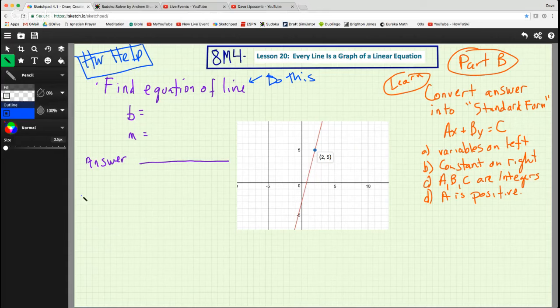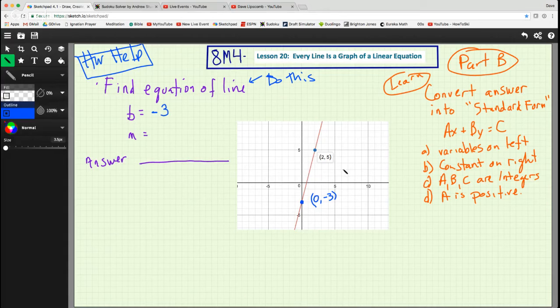Okay, so now I assume you've paused and tried. So let's find our b. Well, our b is right here. This is the spot. This is our y-intercept, which is (0, -3). So our b is -3.